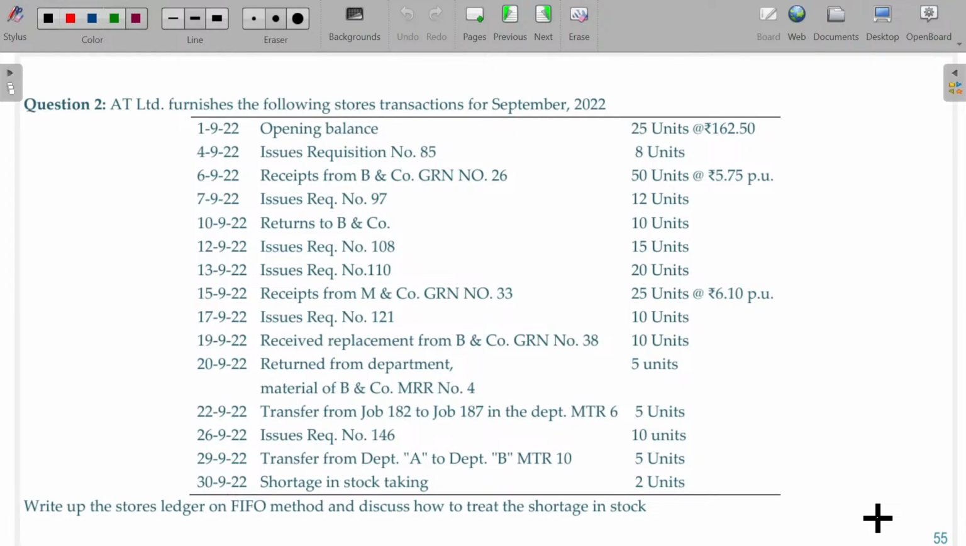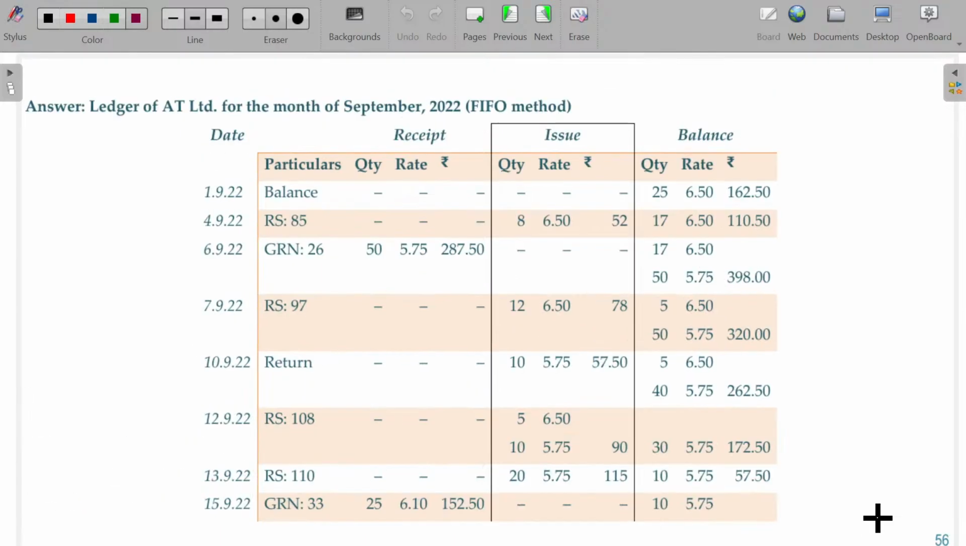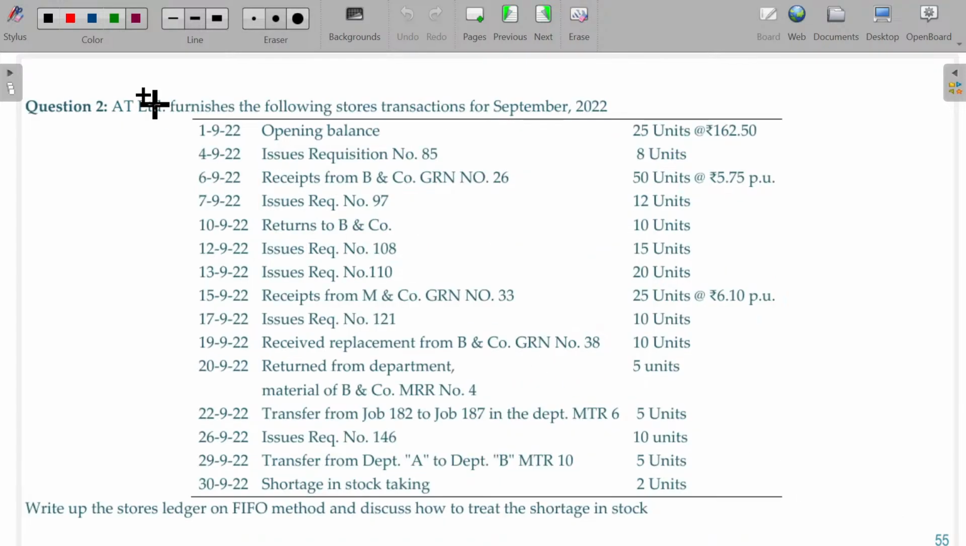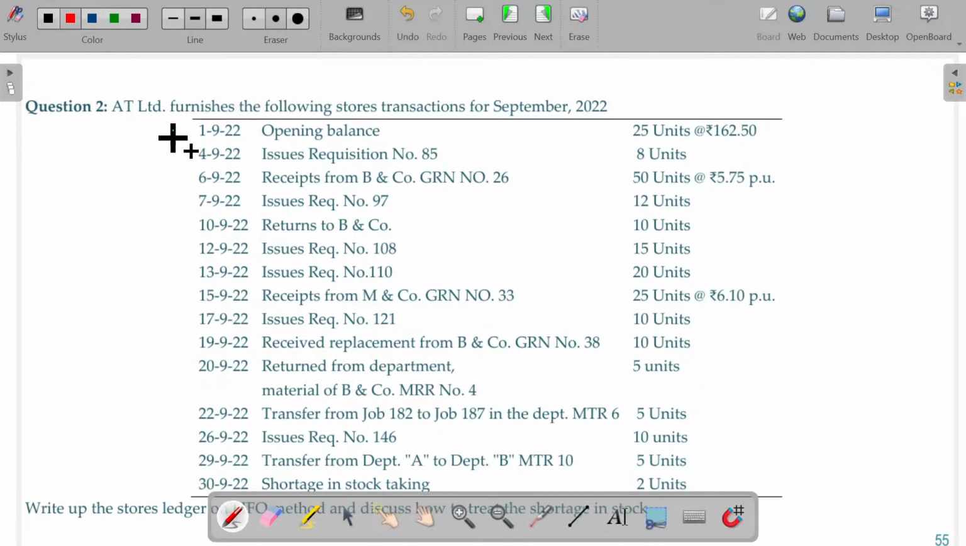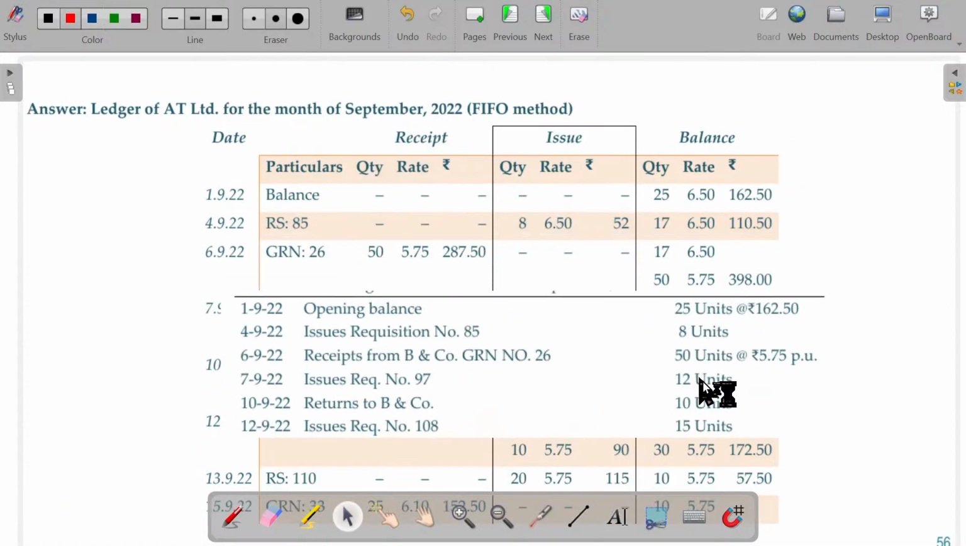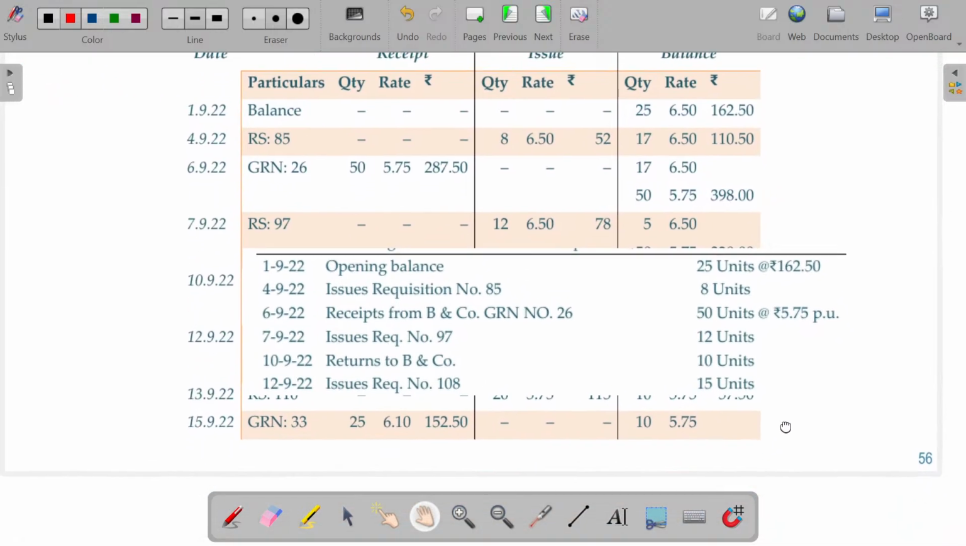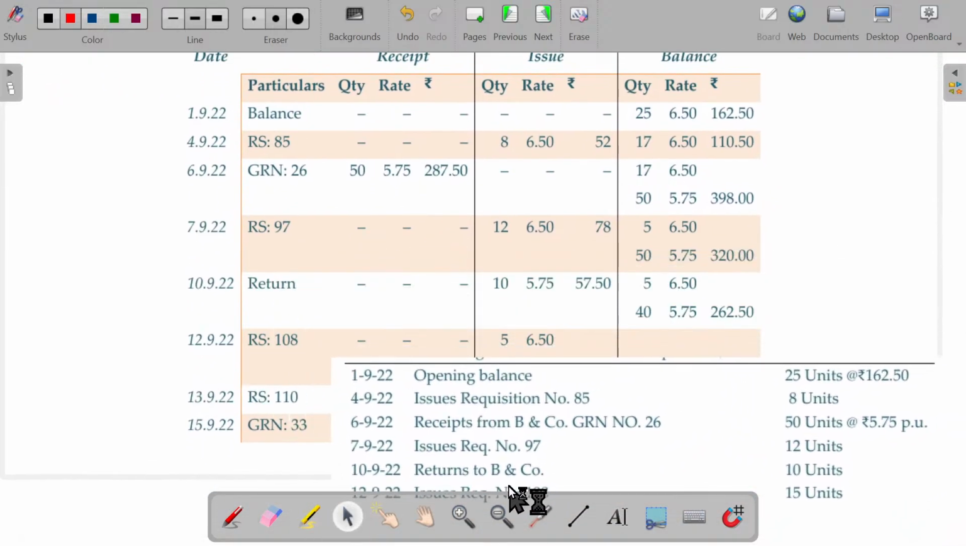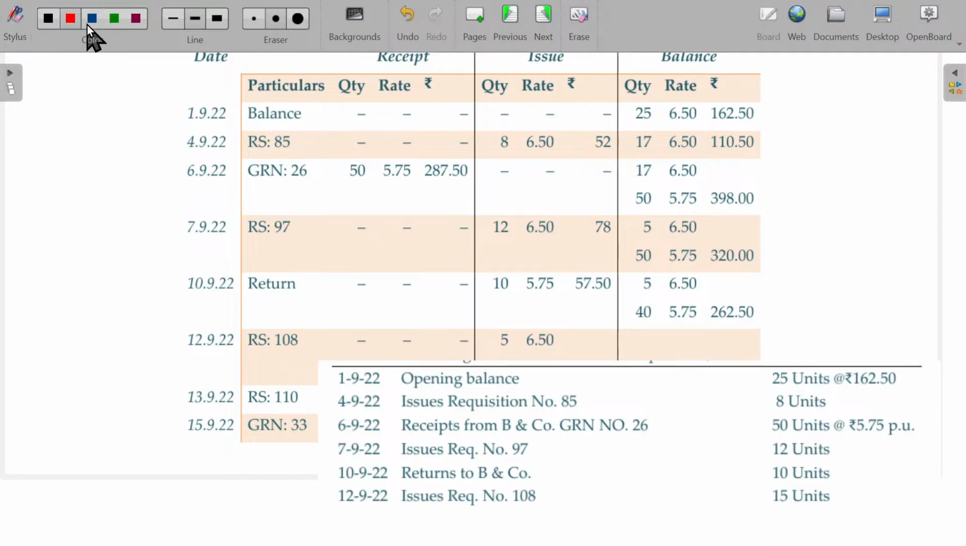I don't want to solve this illustration fully, but I may guide. Opening balance, issue requisition. I'll pick a few items here up to the 12th. So what happens here? Up to the 12th. Receipts, issues and balance: quantity, rate and rupees.